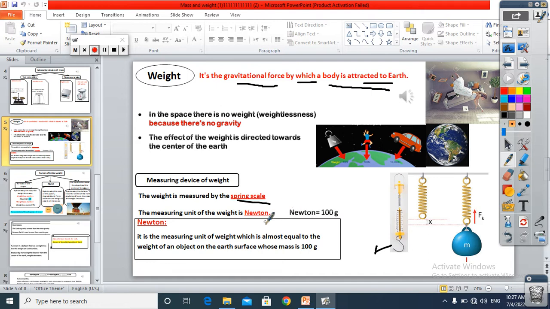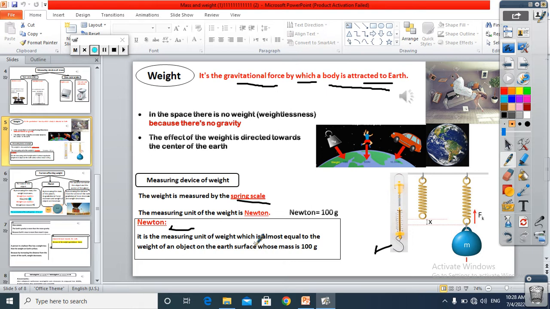Can you tell me what is the measuring unit of mass? Excellent, I can hear you. Gram and kilogram. What about weight? The measuring unit of weight is Newton. Excellent, Newton.